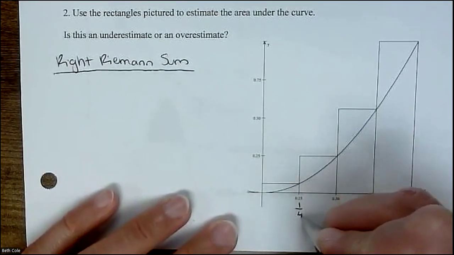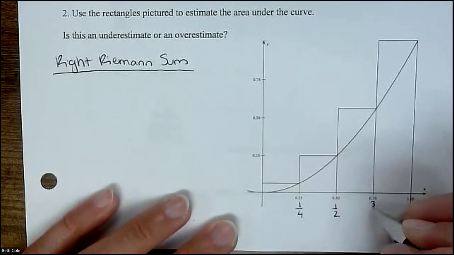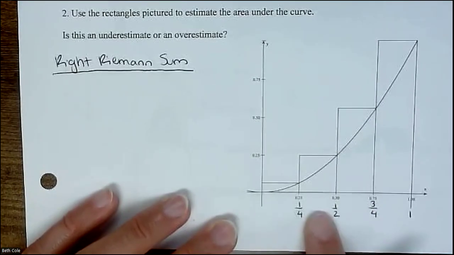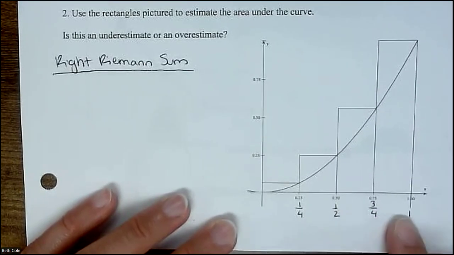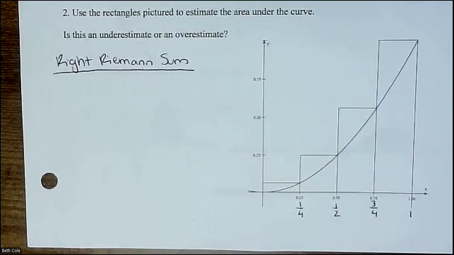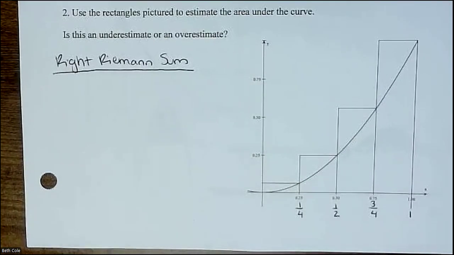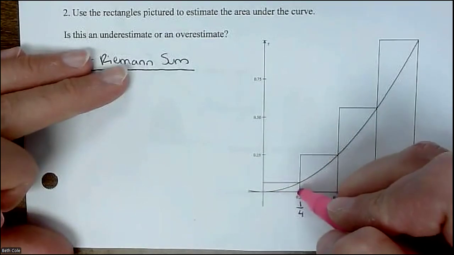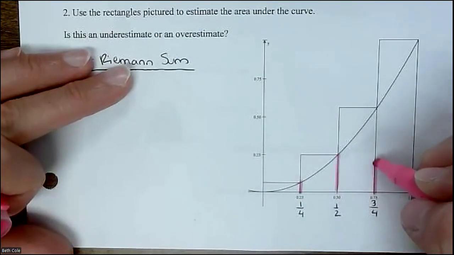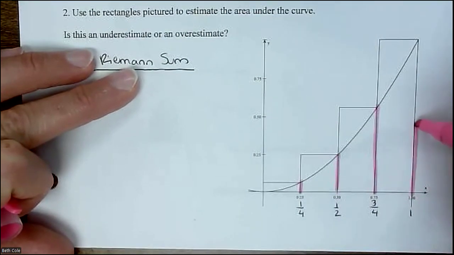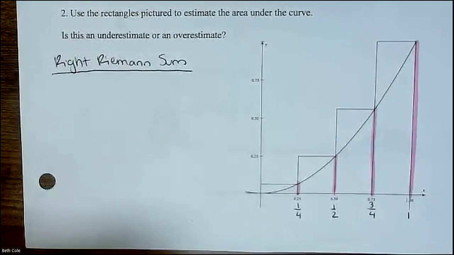Our sub-intervals still have a length of what? What is each sub-interval still? Because I didn't change it. Yeah, they're all still 1/4. Okay. It's just this time when you highlight, the way that you get the heights of your rectangles is that you're using the right side of the sub-interval.